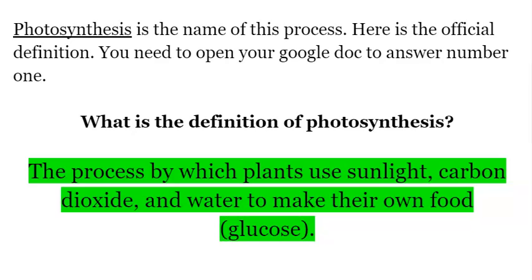You need to open your Google Doc to answer number 1. Number 1, what is the definition of photosynthesis? The process by which plants use sunlight, carbon dioxide, and water to make their own food, called glucose. That's the name of the food they make.